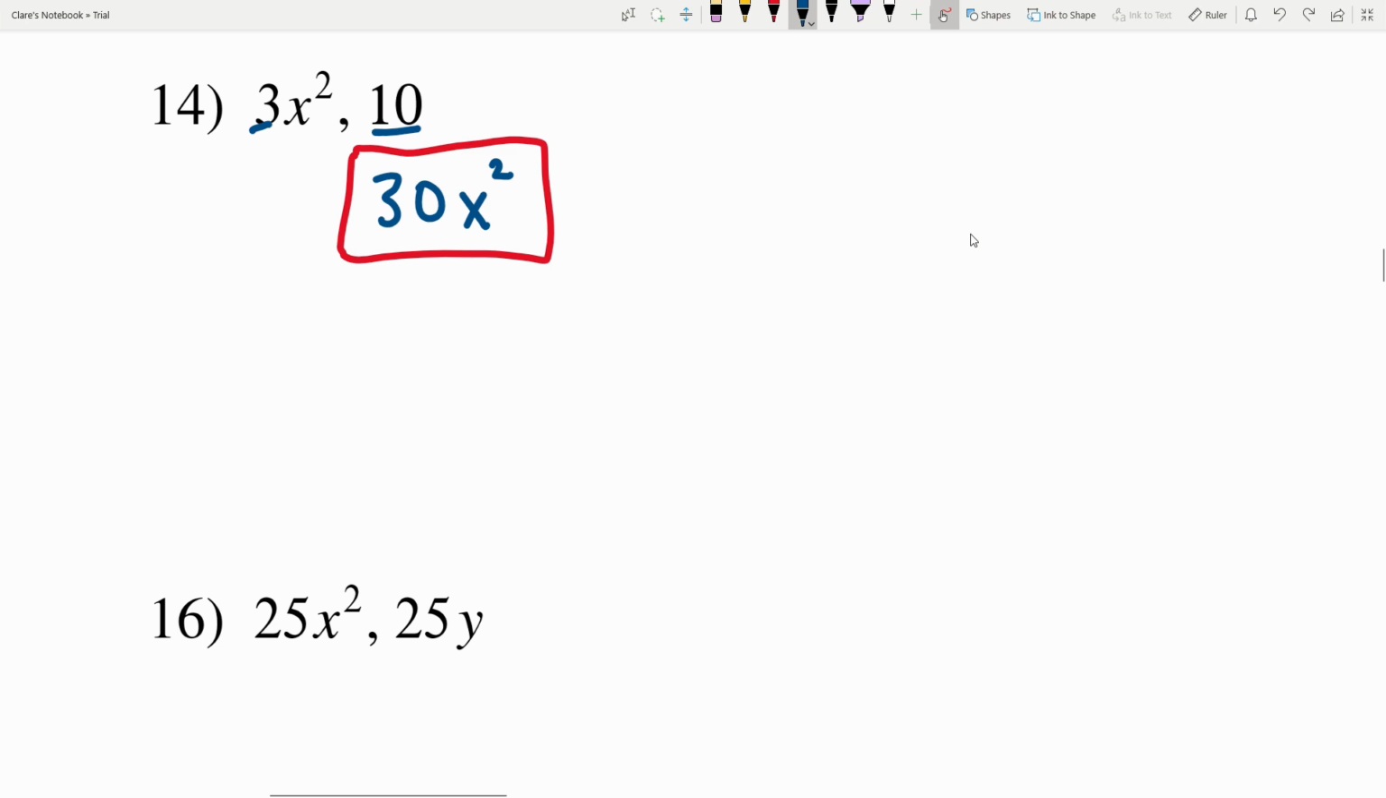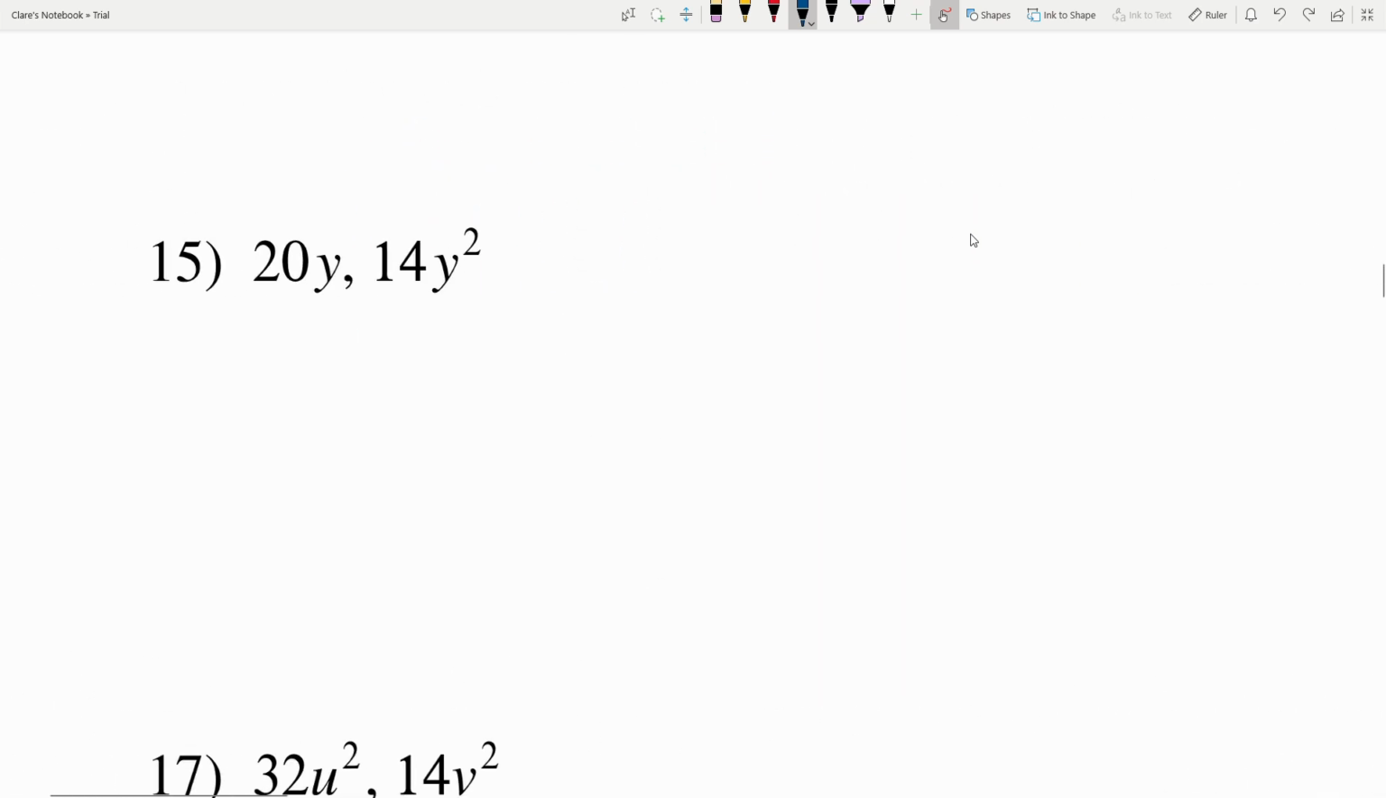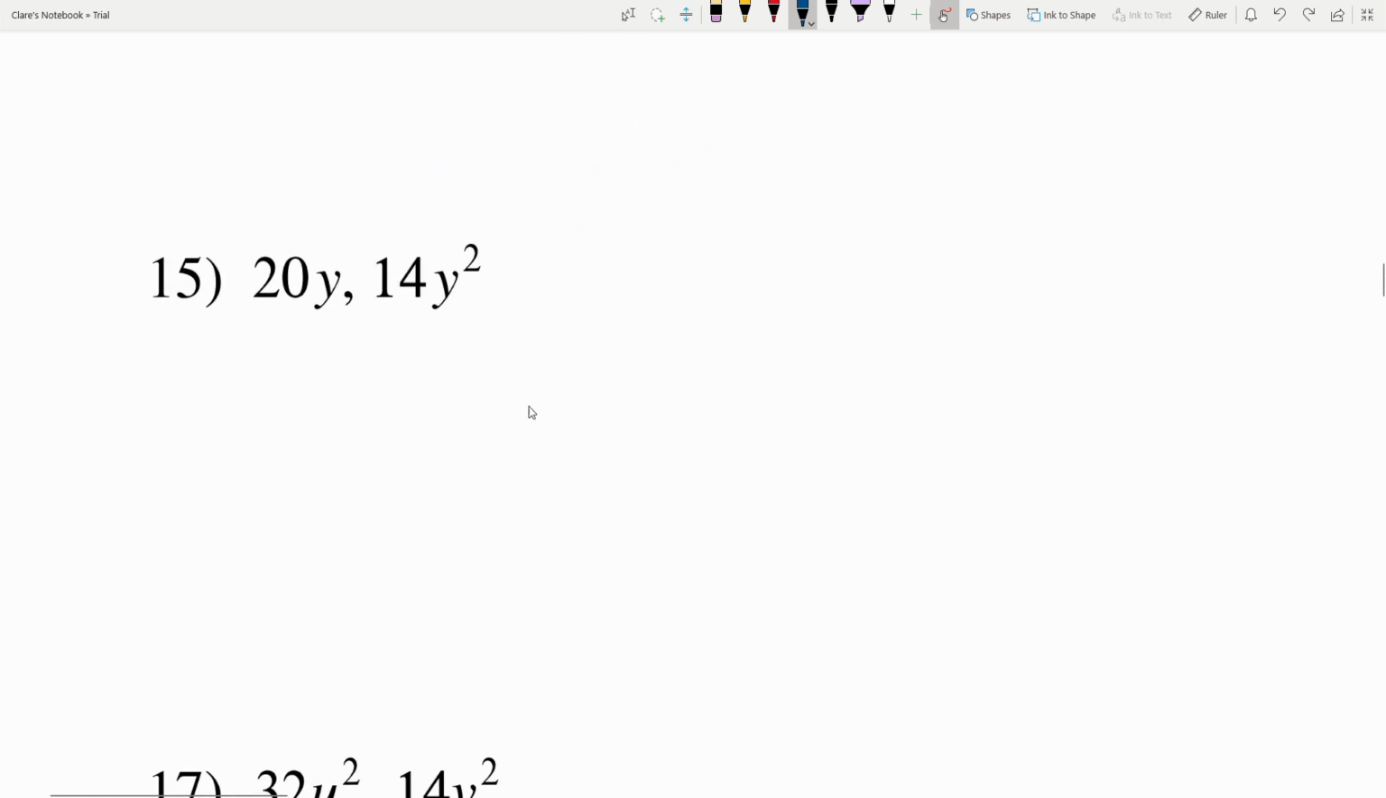Moving on to number 15. In number 15, we have 20y and 14y squared. So 14 does not go into 20, but I'm going to look at 20 times 2 next. 20 times 2 would be 40. 14 does not go into 40, so now I'm going to look at 20 times 3, which is 60. 14 does not go into 60. So now I'm going to look at 20 times 4, which is 80. 14 does not go into 80.